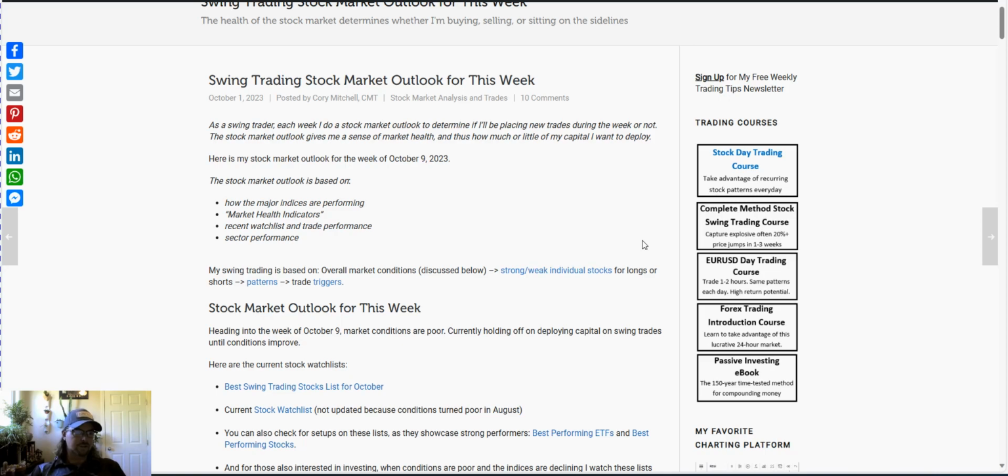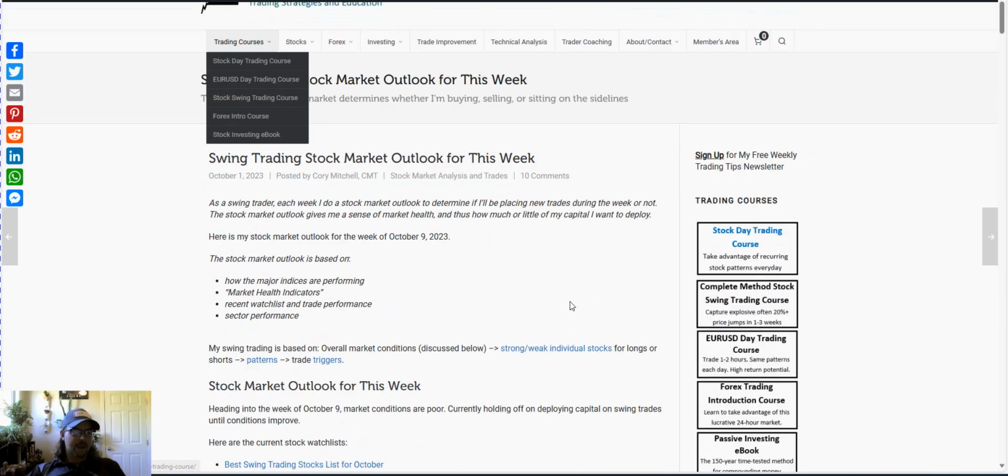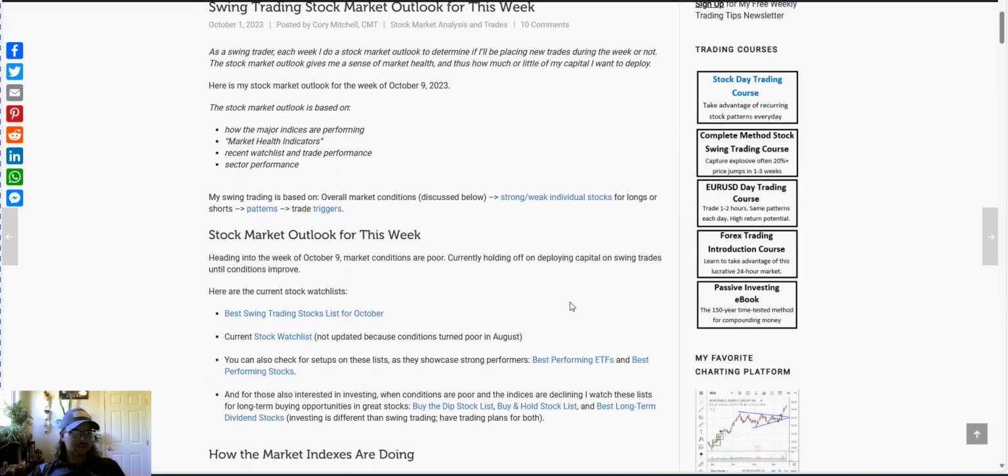And heading into the week of October 9th, conditions are still poor, so we're going to get into why that's the case and what would have to happen for conditions to get better. So I'm currently holding off on deploying capital on swing trades until conditions improve.